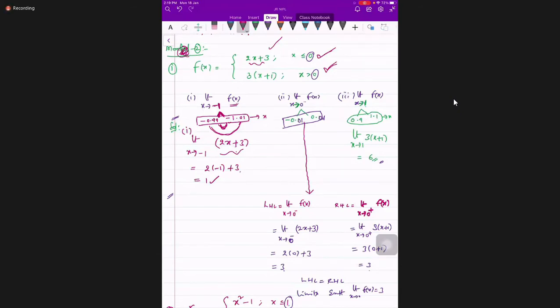Whereas the next point is the limit at 0. At 0 means you are taking maybe a value less than 0 or more than 0. But less than 0 and more than 0 are different. That's why we need to calculate LHL and RHL. So how we calculated LHL, RHL also we can observe.